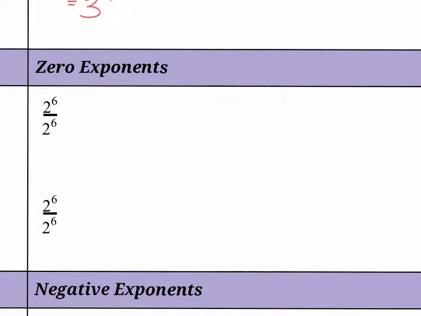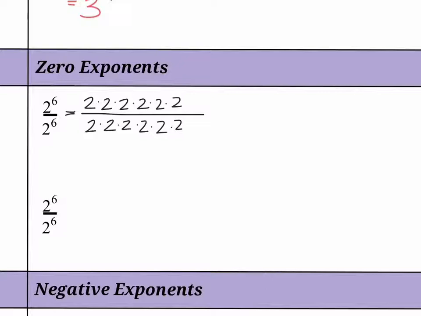What if we have a 0 exponent? Here's what I mean. If we take a look at this guy here, and we write this out, we have something divided by the same exact thing. So if we just expand this out, we've got 6 2's on the top. So 1, 2, 3, 4, 5, 6. And we've got 6 2's at the bottom. 1, 2, 3, 4, 5, 6.